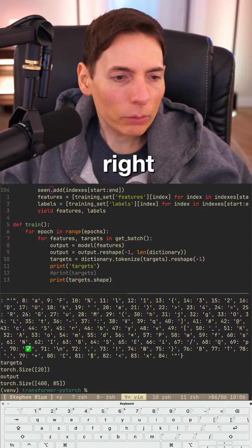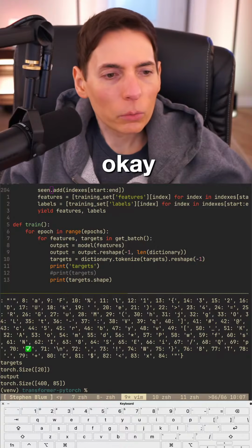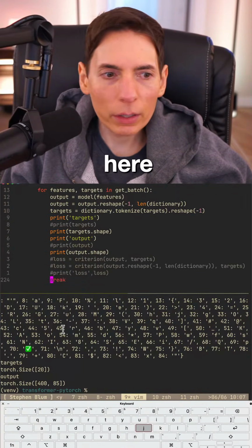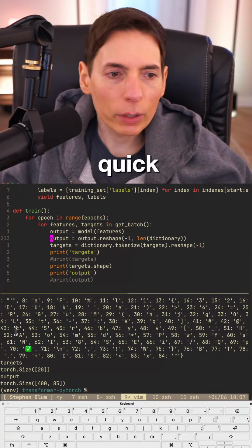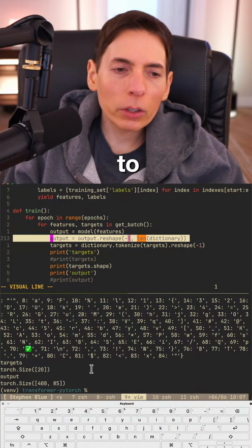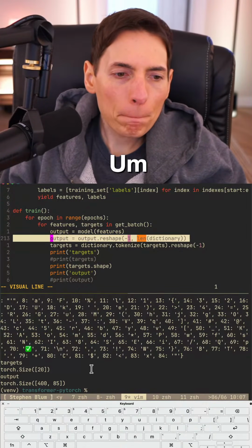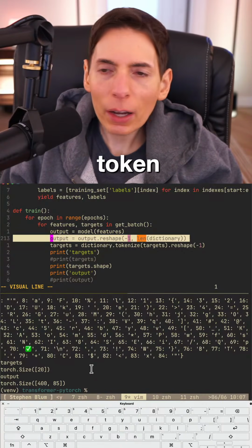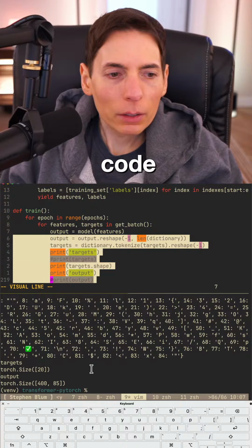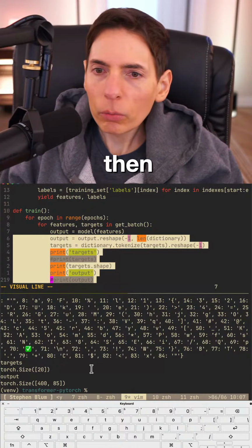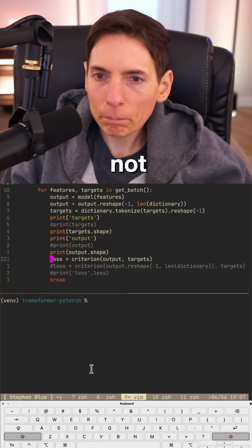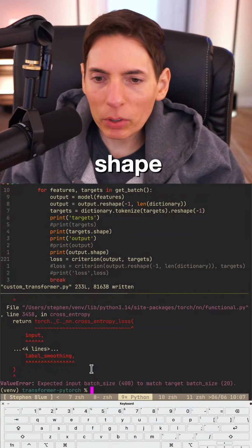All right, that's right. So we fixed that. Okay, what's left to do here? Targets and output. Let's go through our training loop really quick. So reshape -1, the length of the dictionary, already good to go there. And then tokenize with the reshape -1. My own code. And then we've just got the loss criterion. It's good to go. All right, so it should just work, but it's not. I understand, because the shape does not match.